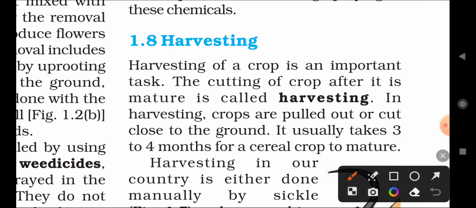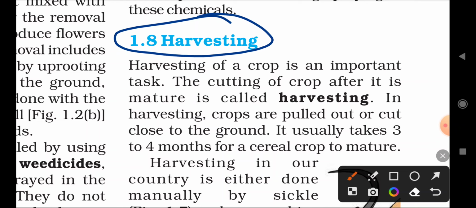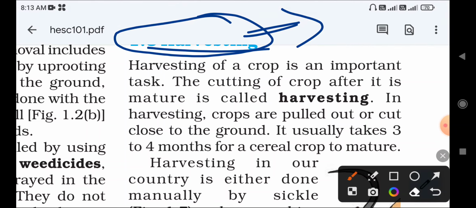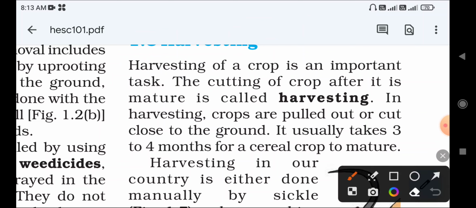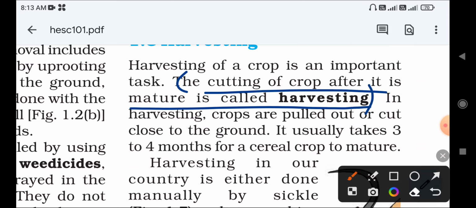Next comes harvesting. After the crop is completely grown, it should be cut, harvested and sold in the market. That term is called harvesting. After complete growth of the plant, when it is capable of producing, that is called harvesting. Harvesting of a crop is a very important task. The cutting of a crop after it is mature is called harvesting.